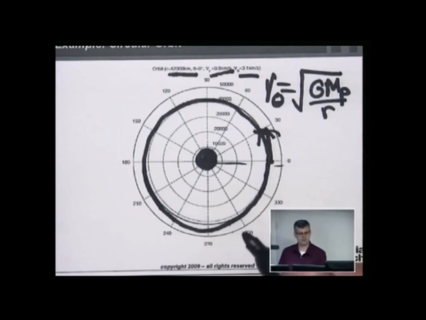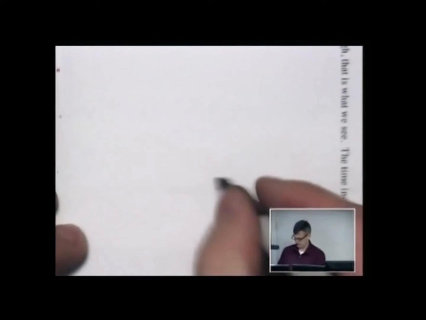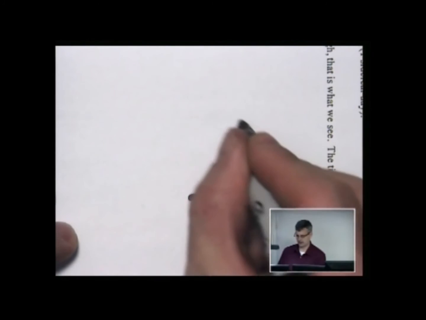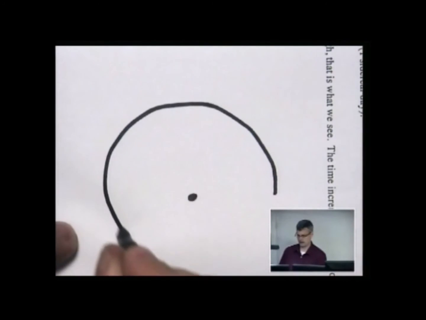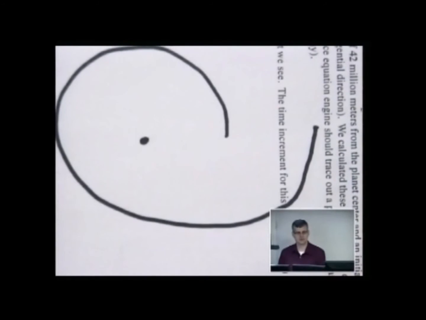Now, many of you, when you go to do this exercise at home, will have something that looks like this. Here's your planet. You'll start your simulator, and you will get this. What is wrong? If you're using this technique to simulate the time progression of your orbit, what is likely wrong? Can anybody think of some culprits?